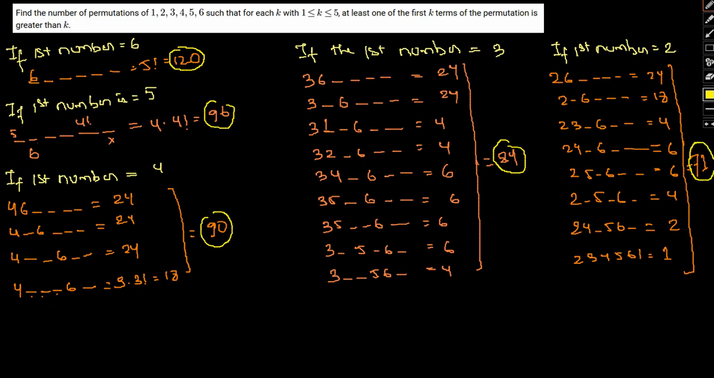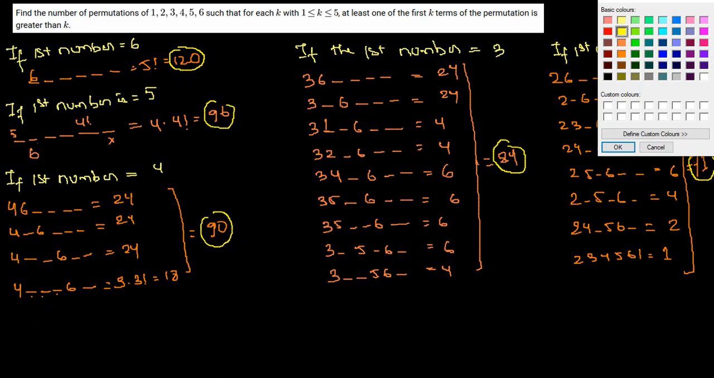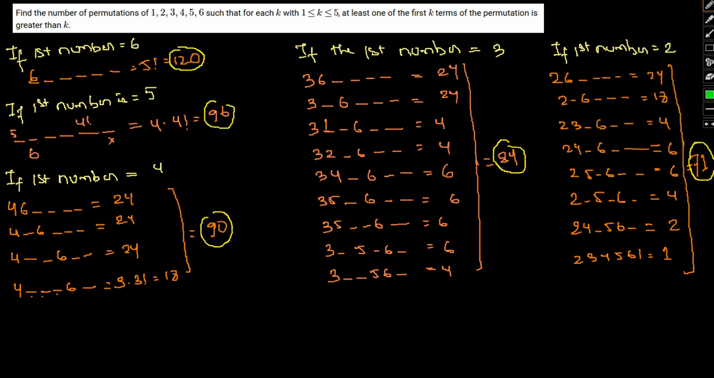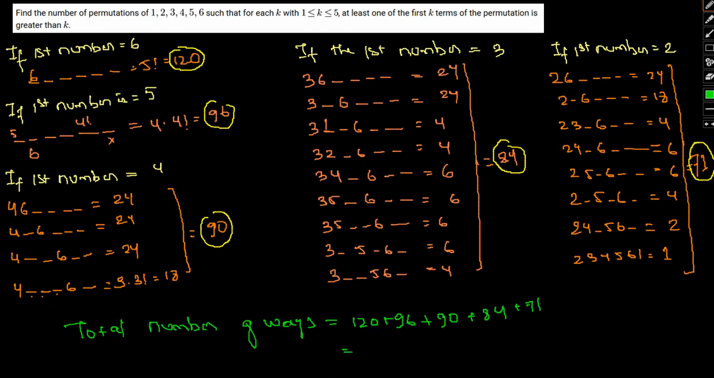Now the total number of ways would be given by 120 plus 96 plus 90 plus 84 plus 71. This would give me 216, 306, 390, 461. So 461 would be my final answer. I hope this particular sum is clear to you.